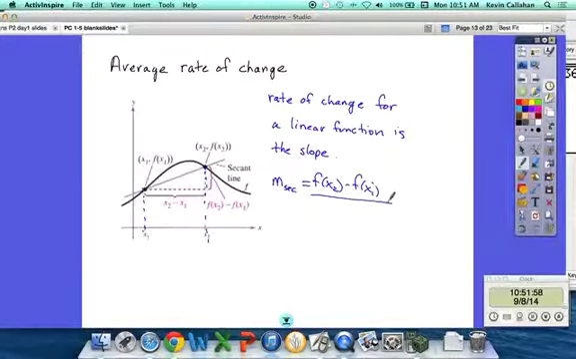And the x2 minus x1 is x2 minus x1. And that will be the average rate of change. If I drew a line like this, that's a tangent line, right? Because it just touches in one spot and goes off. But when it crosses, that's called a secant.